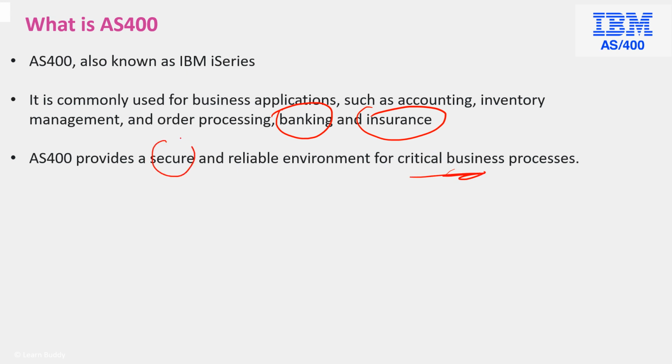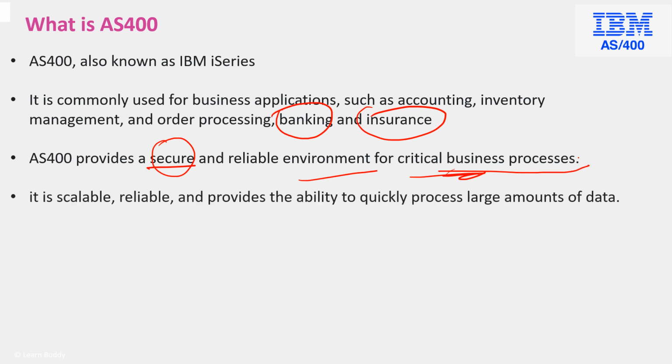So if it is a very critical process, they want a secure system, because they don't want someone to hack it completely or quickly. They want an extra level of security to protect their data. Okay, so for that AS400 provides a very secure and reliable environment for critical business processes, and it is scalable and has the ability to quickly process large amounts of data. So what is a large amount of data? If you look at the banking system, most transactions happen every day, right? They want to process them very quickly. Okay, the large amount of data they want processed quickly.